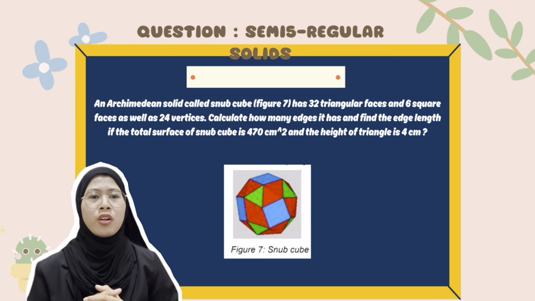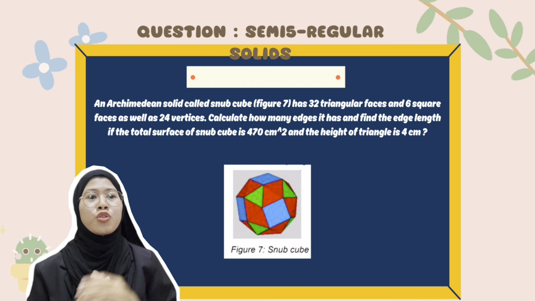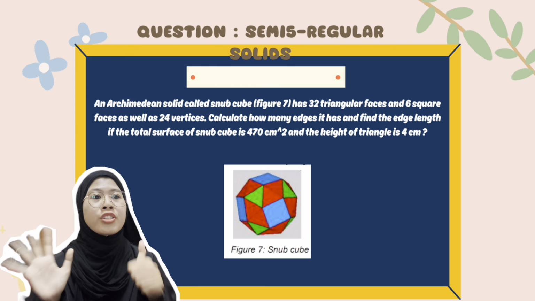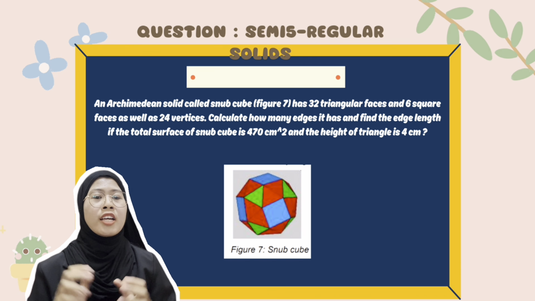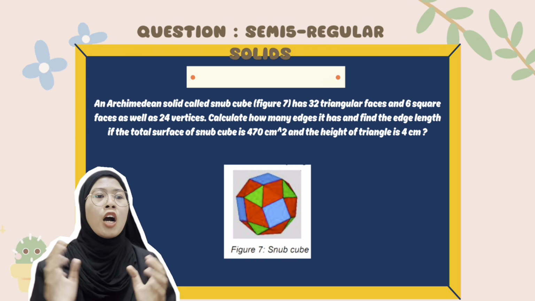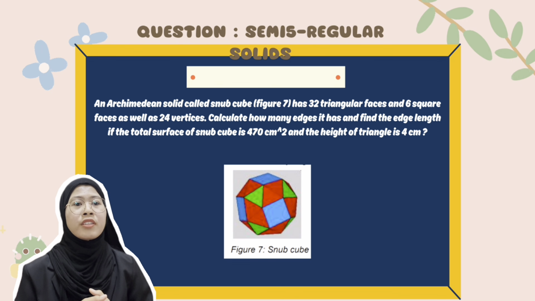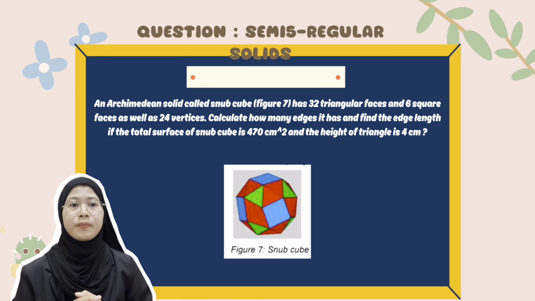An Archimedean solid called the snub cube, which is Figure 7, has 32 triangular faces and 6 square faces, as well as 24 vertices. Calculate how many edges it has and find the edge length if the total surface area of the snub cube is 470 square cm and the height of the triangle is 4 cm.